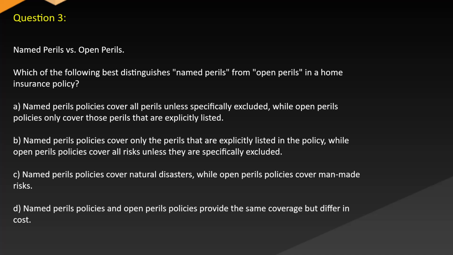C. Named perils policies cover natural disasters, while open perils policies cover man-made risks. D. Named perils policies and open perils policies provide the same coverage but differ in cost.